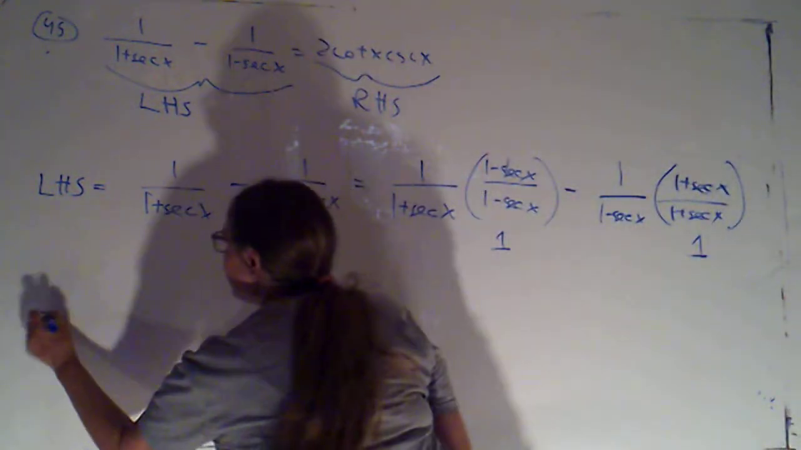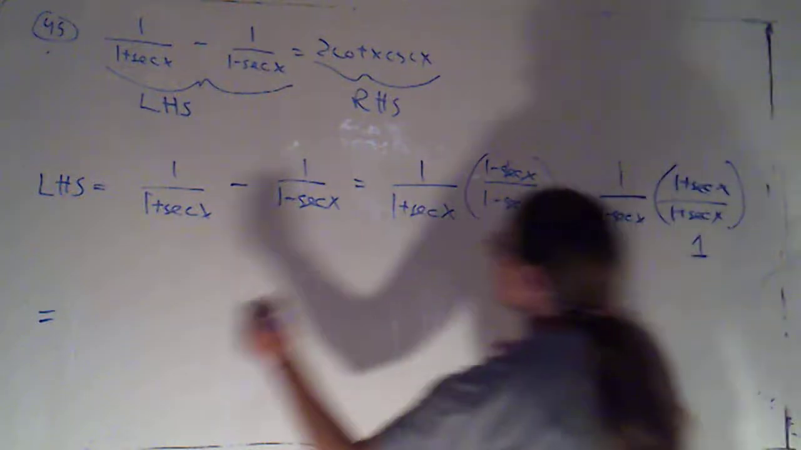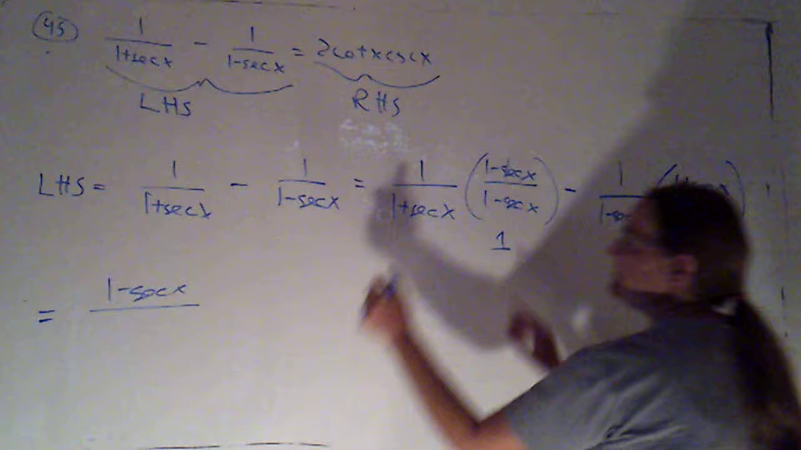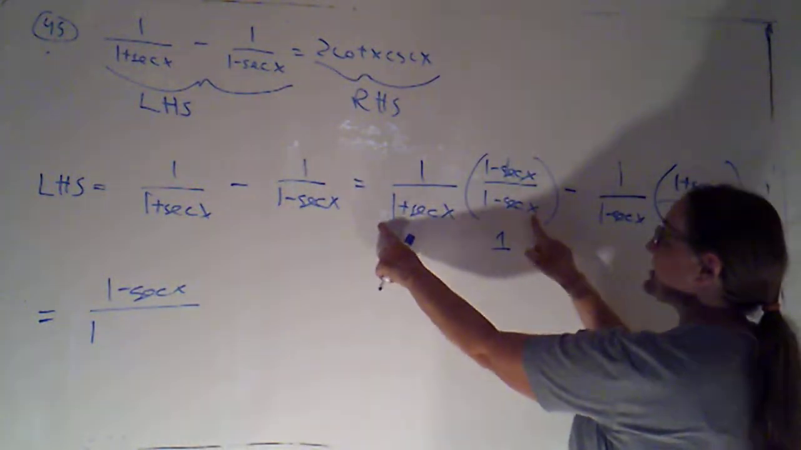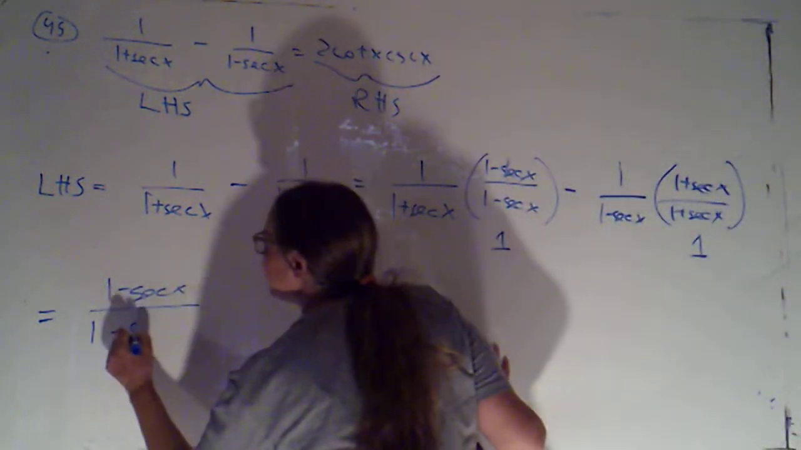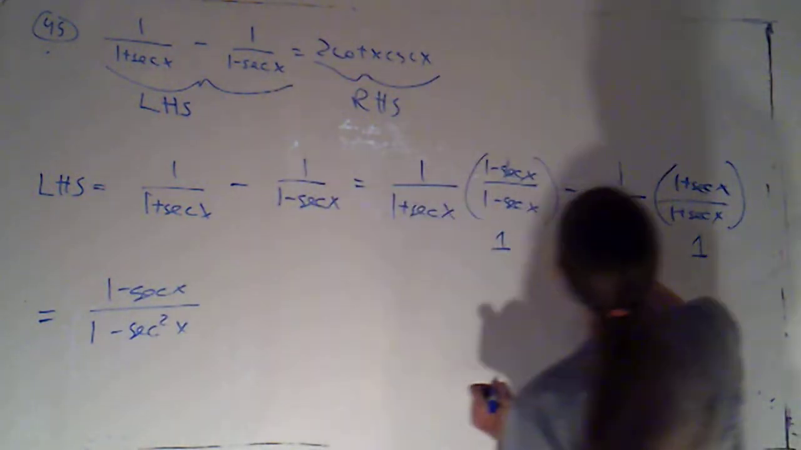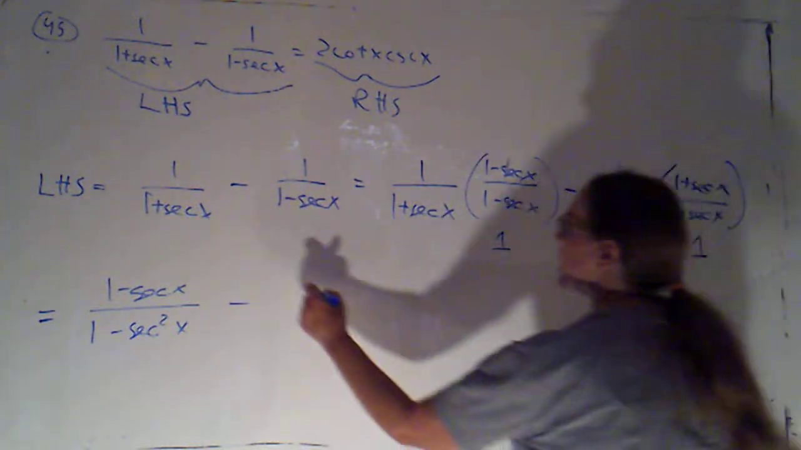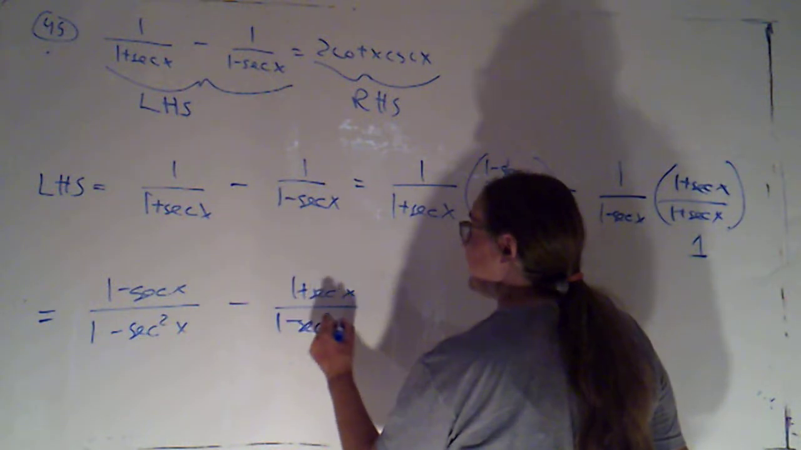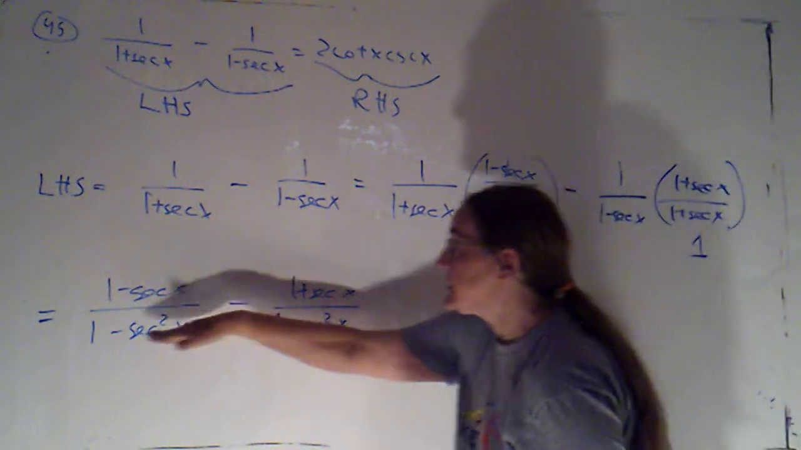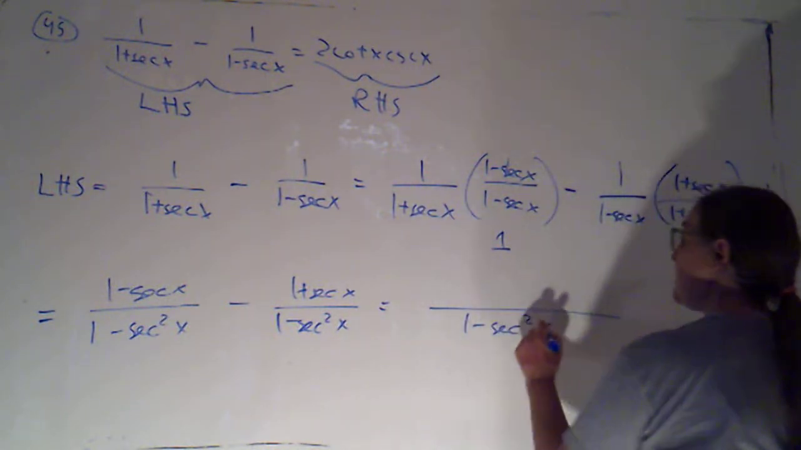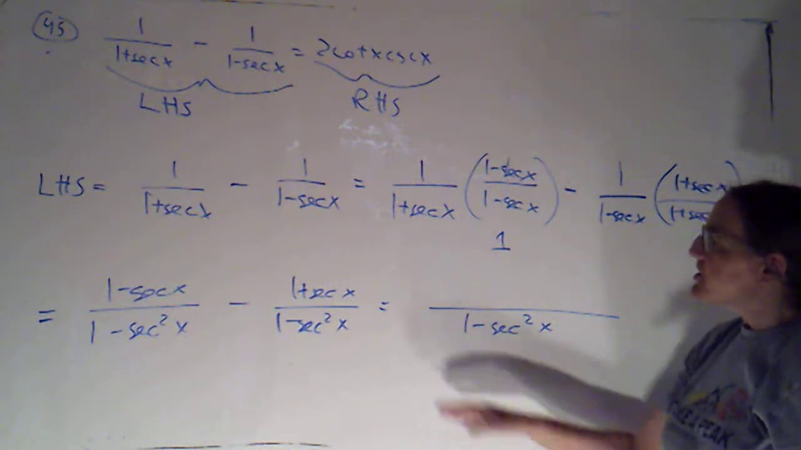Okay, so then that's going to equal, let's see, here on top we'll get 1 minus secant x over. First terms give me a 1. Outsides and insides cancel. Last terms give me a minus secant squared x. And then we're subtracting 1 plus secant x over that same denominator, 1 minus secant squared x. So with a common denominator, I can now write this as a single fraction with that common denominator on the bottom. Just need to be very careful.